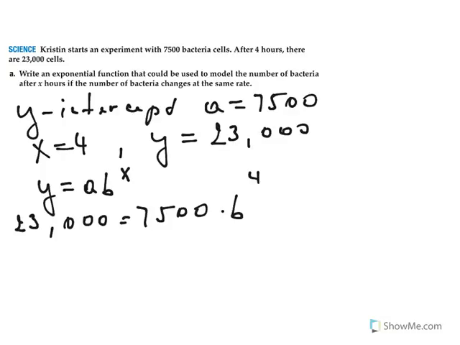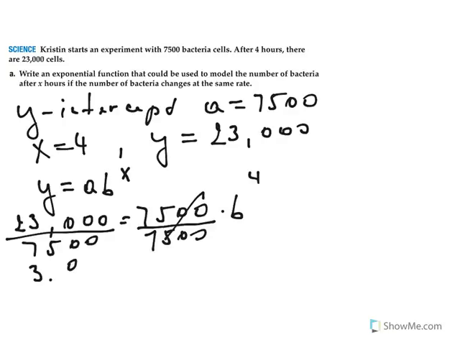Now here we are dealing with an exponential equation. To solve that exponential equation, we have to divide both sides by 7,500 to leave the b alone. And on the left side, I have 3.067 equals, approximately, I'm not going to say exactly, b to the 4th power. Now, we have to take the 4th root of each side in order to leave the b alone. So I'm taking the 4th root here and here.